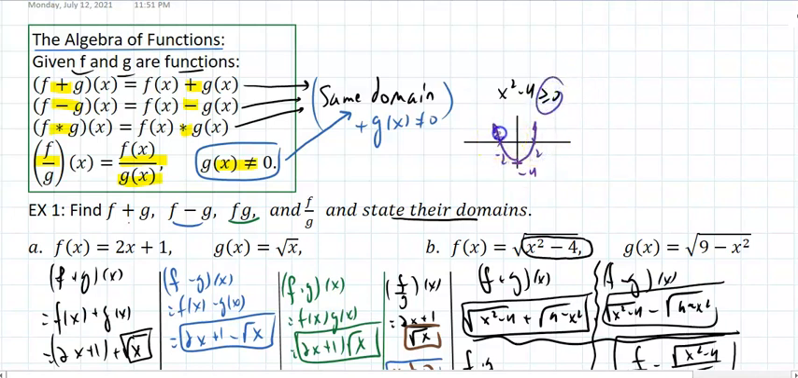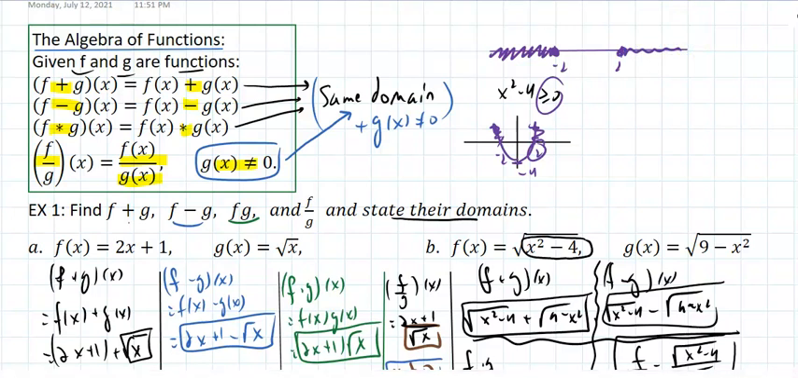Where is this bigger than 0? Negative infinity to negative 2, union with 2 all the way to infinity. That's the domain of that piece.